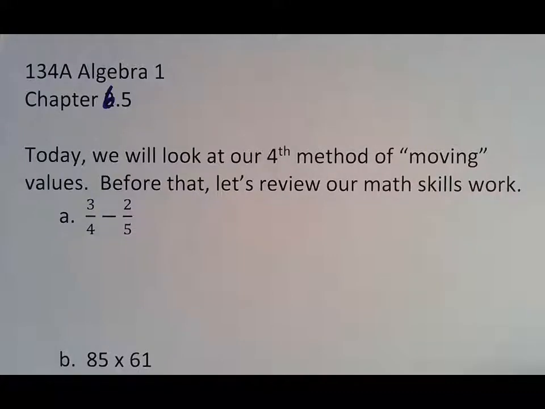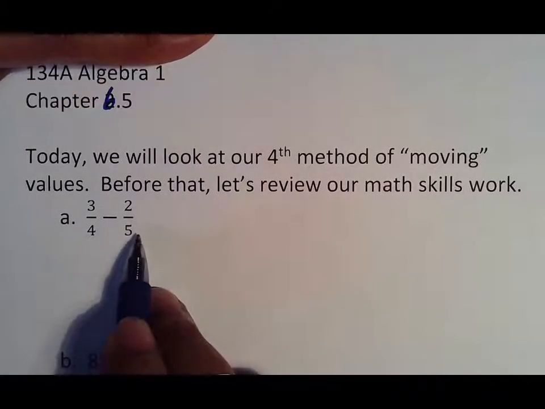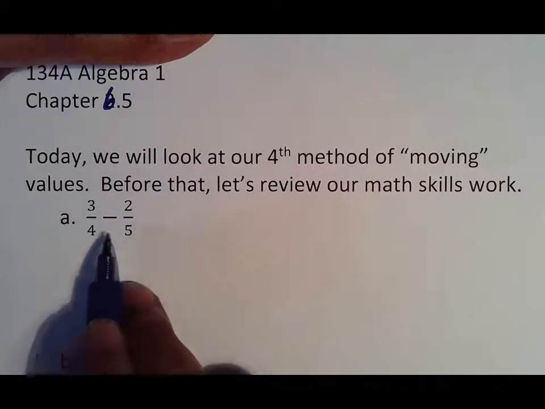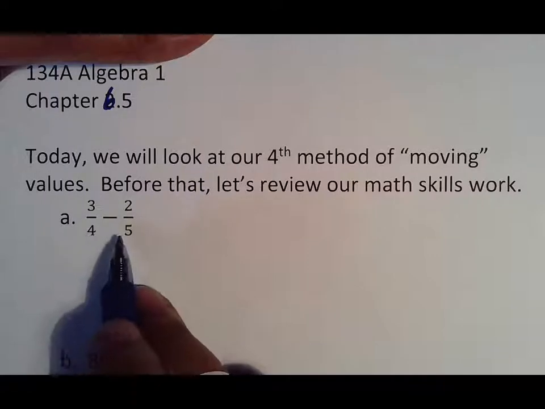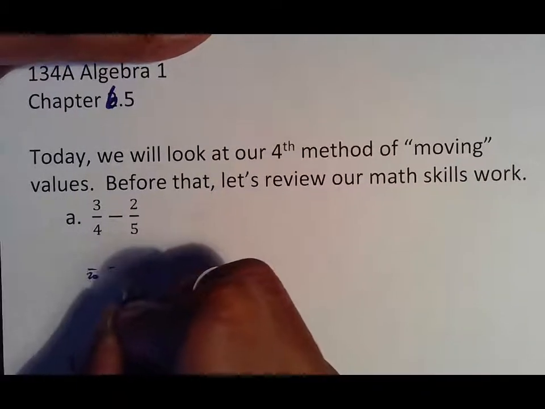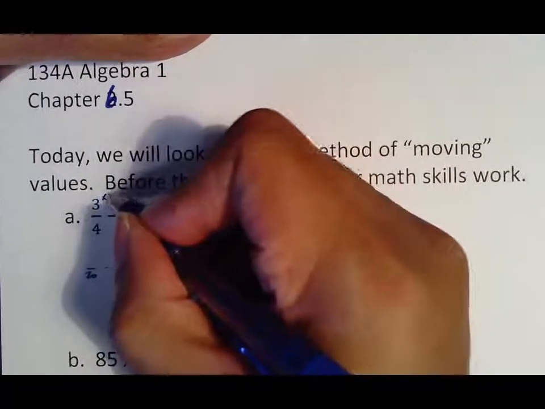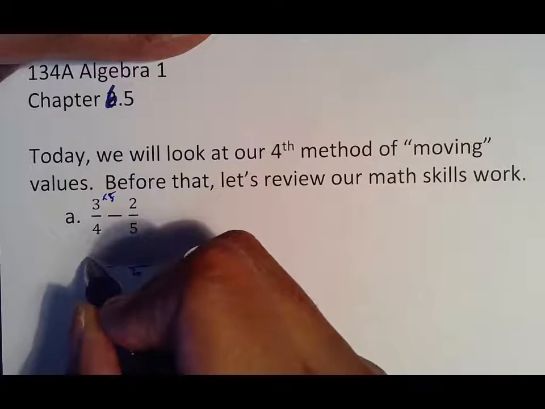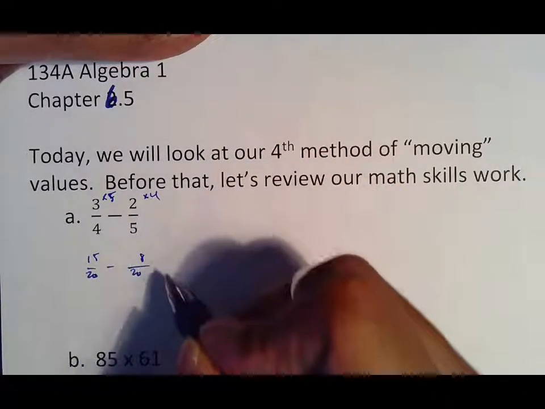All right, 6.5 looks at our fourth method of moving values. Before that, again, let's review our math skills. 4 and 5. 4 does not turn to a 5, so 10, because that's 5 times 2. No, not 10. 5 times 3, 15. Nope, 5 times 4, 20. Yep, I think 20 is the number. So 20 is what goes down here. Obviously, 4 times 5 makes 20, so that makes 15. 5 times 4 makes 20, so that makes 8.